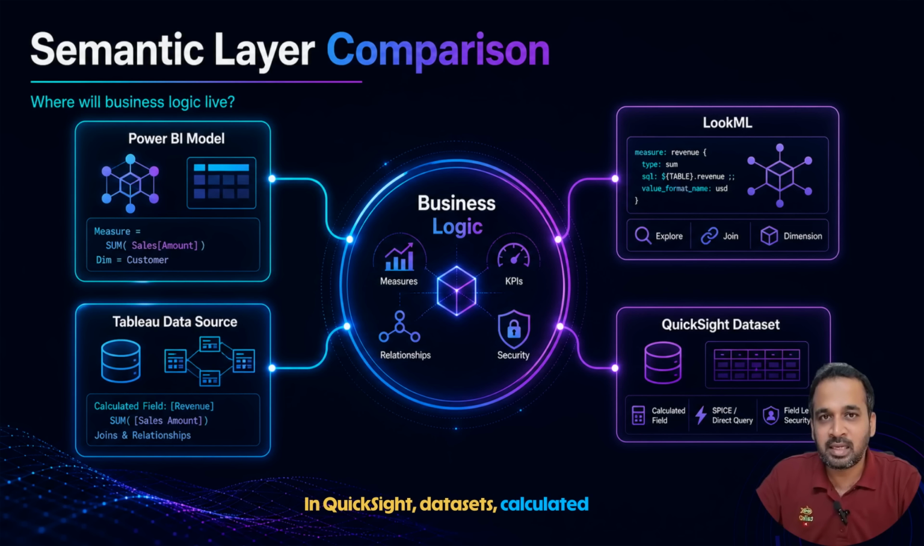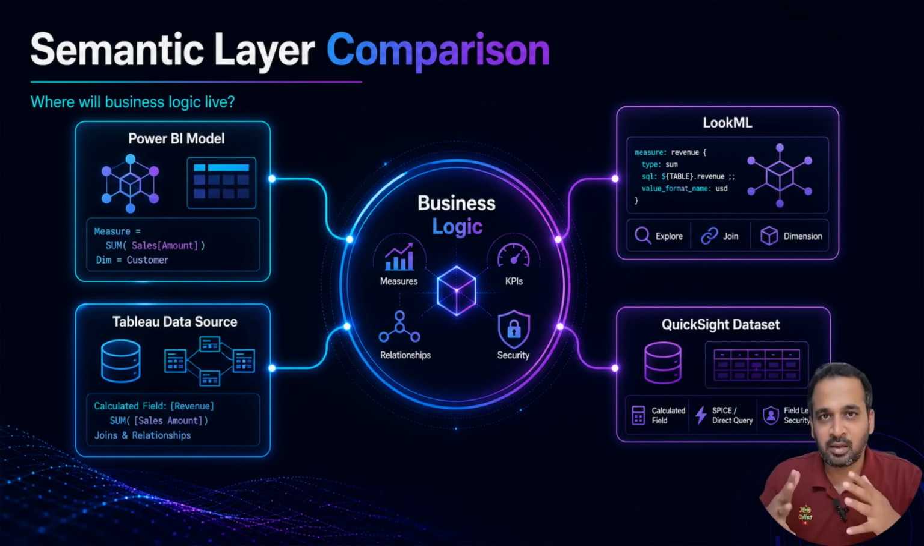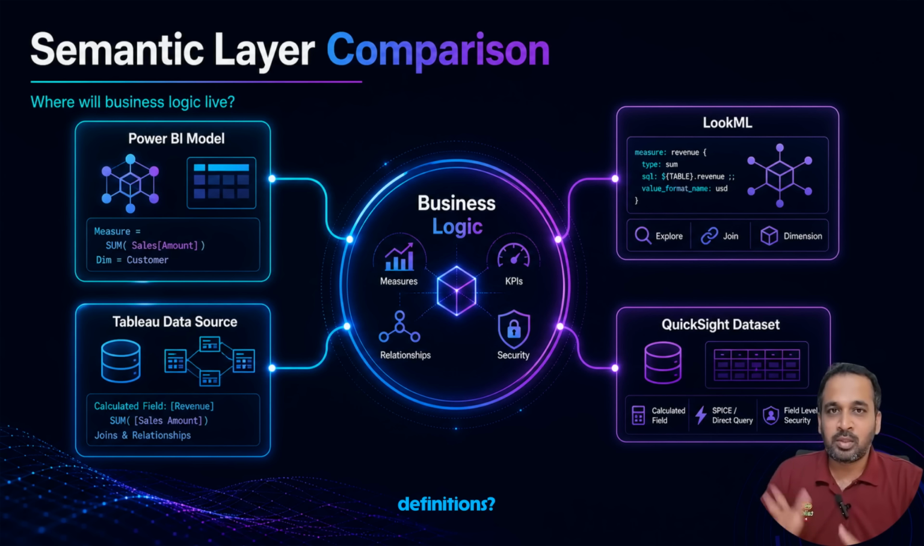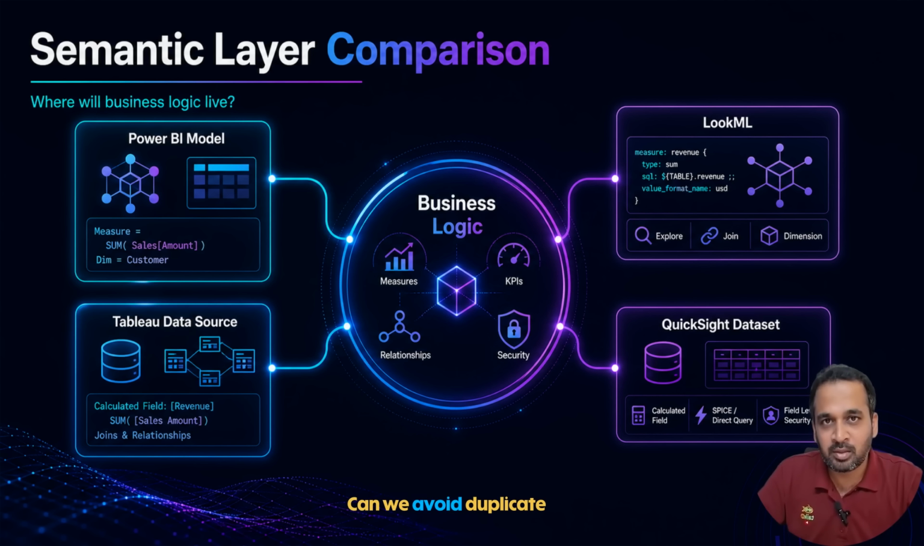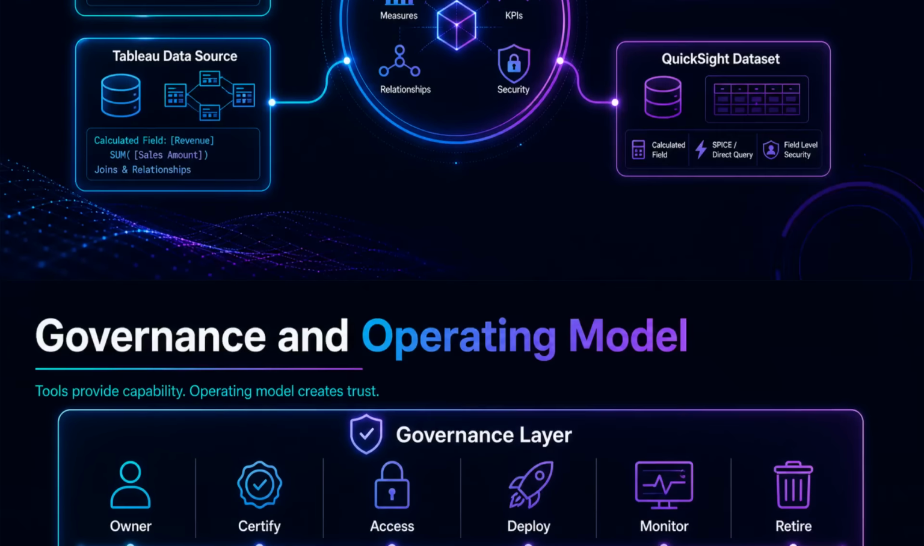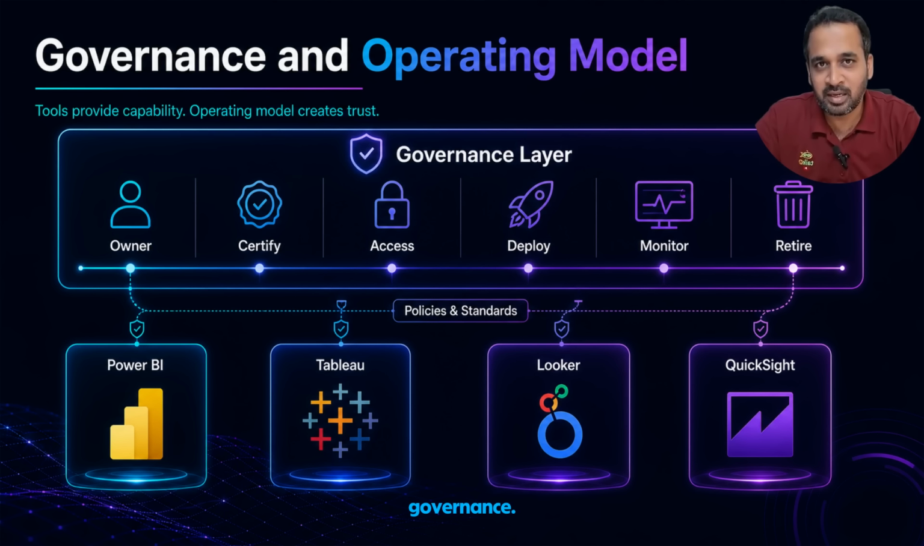In QuickSight, datasets, calculated fields, parameters, and analysis level logic can be used, but architects should carefully design how reusable business definitions will be standardized across the enterprise. So the key question is this: where will the business logic live? Who owns the metric definitions? How reusable is the semantic layer? Can we avoid duplicate KPI logic? These are architecture questions, not just tool questions. Another important point is governance.